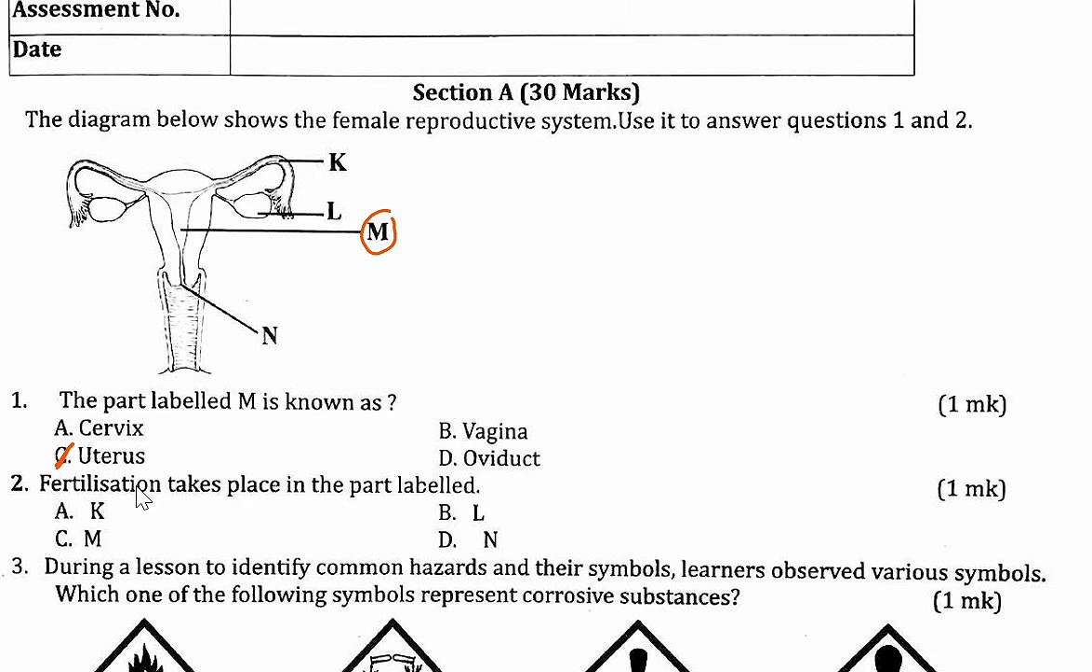Part 2, fertilization takes place in the part labeled. So we know that fertilization takes place in the fallopian tube or the oviduct. So when you come here, this is where fertilization takes place. So it is K. So it takes place in part labeled K. So that is the correct answer.